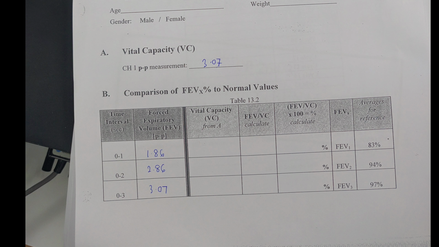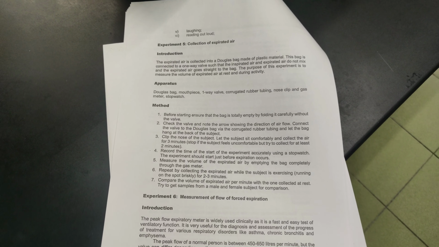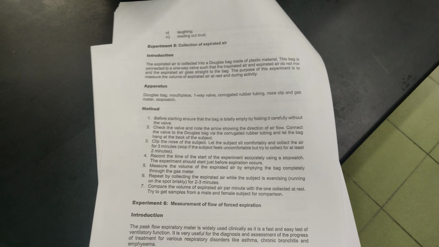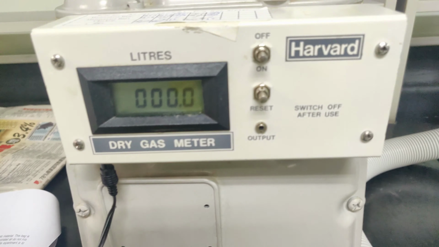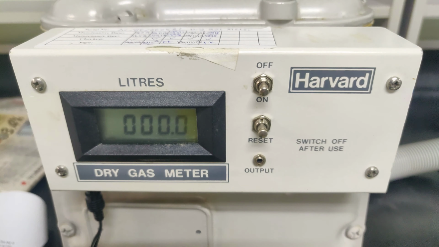Hi everyone, so the next experiment is experiment number 5. We're going to do the collection of expired air by using the Douglas bag. So this is the setup for this experiment. We do have a dry gas meter. The dry gas meter is used to measure the amount of air that we collected inside the bag.